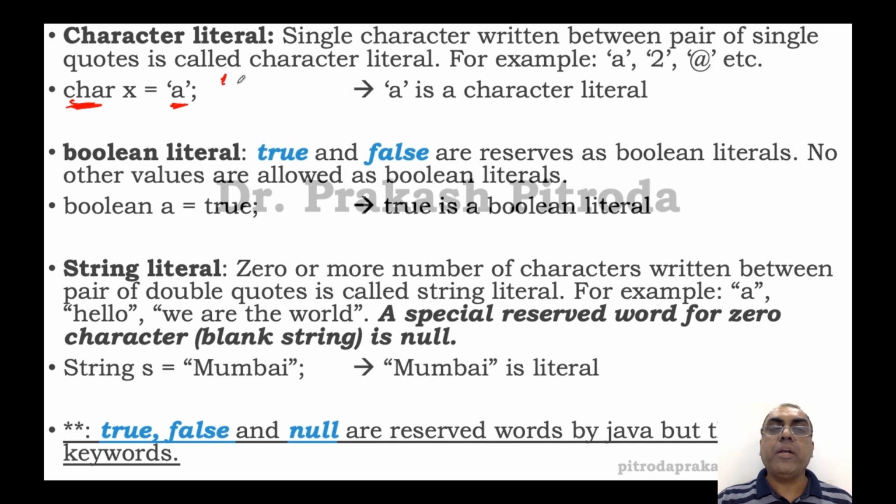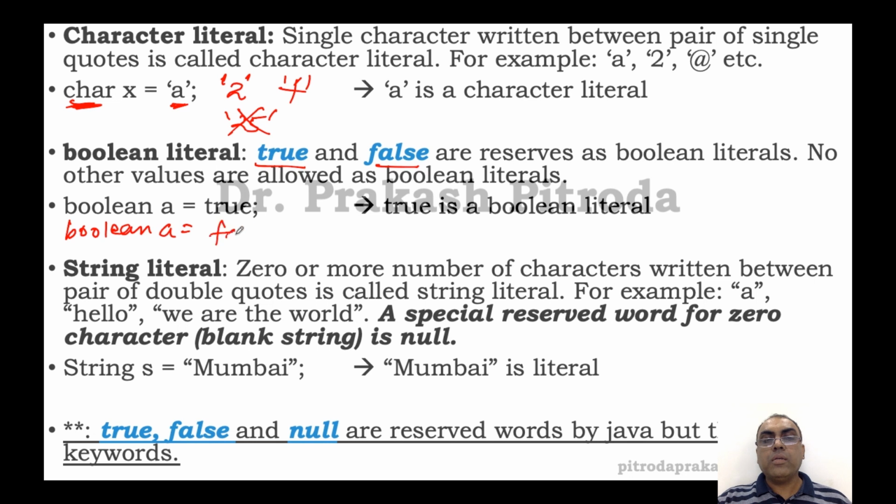Even a digit can be written here. A special sign also can be written here. But 25 may be a single number, but it's not a single digit, so it is not allowed. So a single character is allowed. Boolean, as we have seen, there are only two values, they are reserved by Java. You cannot store anything other than true or false. I can either store a Boolean as a is equal to true or a is equal to false.